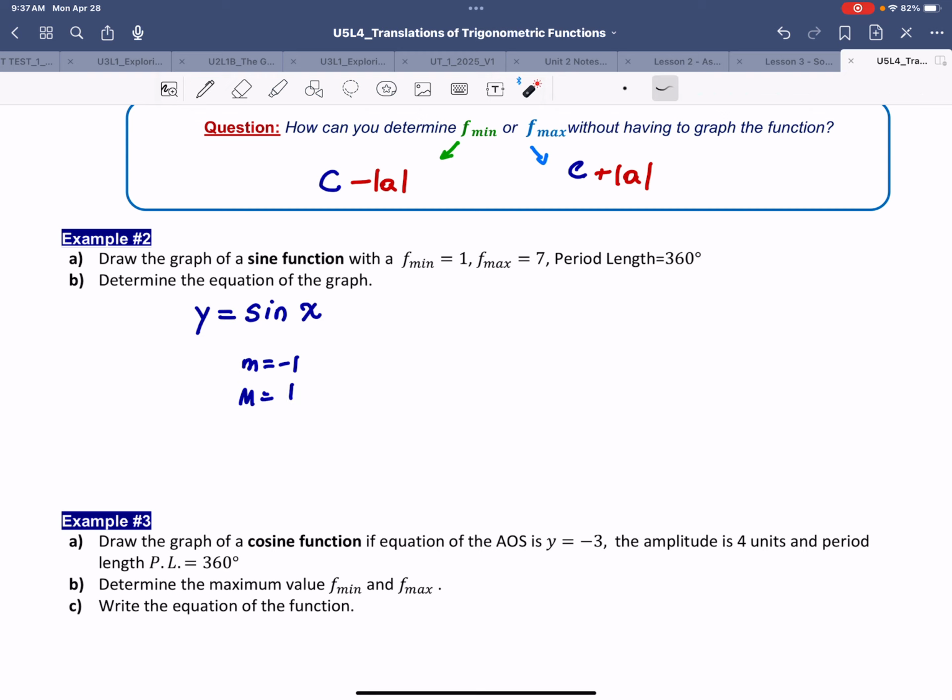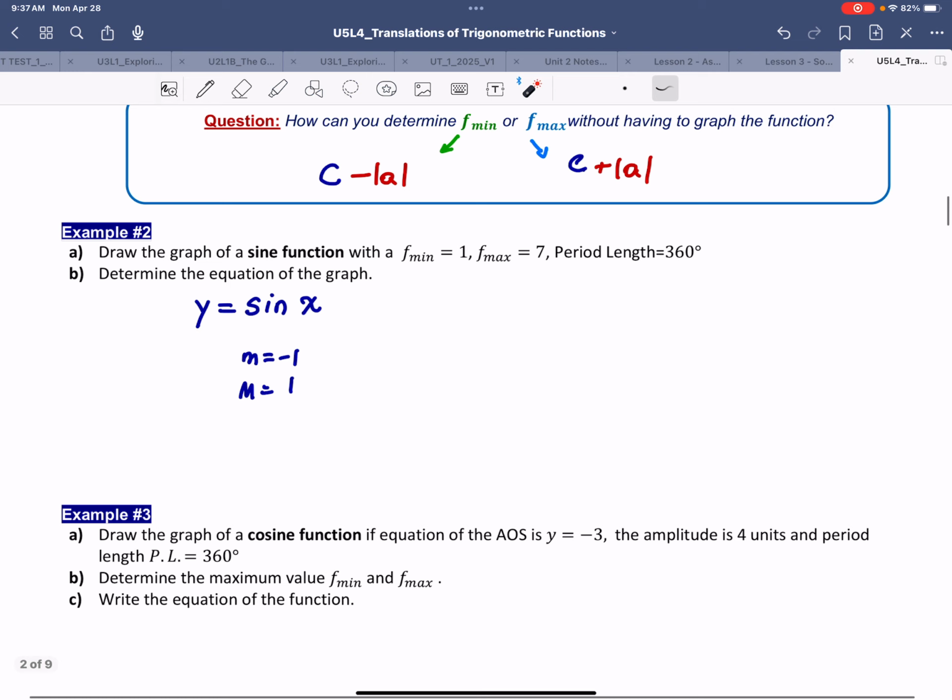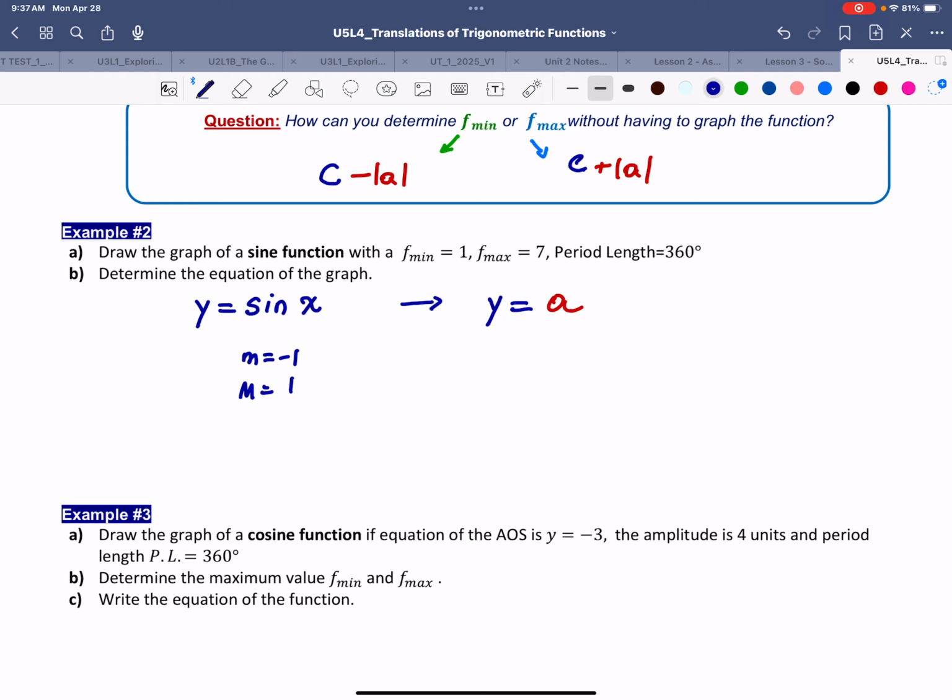So what that means is that since we have different values for min and max, it means that this function has undergone vertical expansions. It looks like the min and max are not just 2 units apart from each other, like in the basic function. So therefore, we're going to have to find the amplitude. So we're going to say that the equation we're looking at is y equals a sine of x.